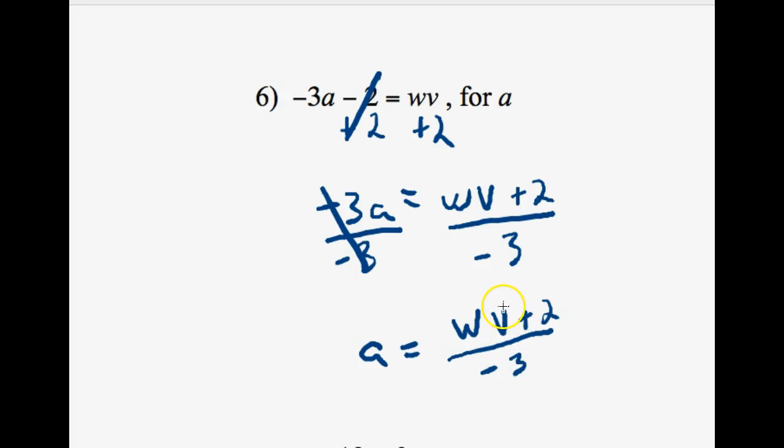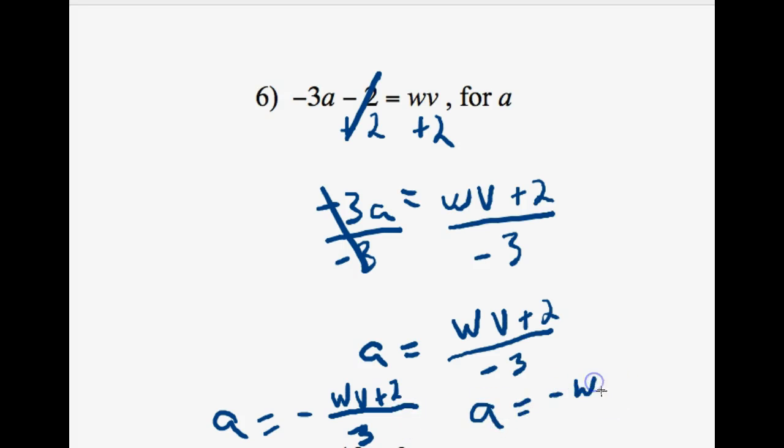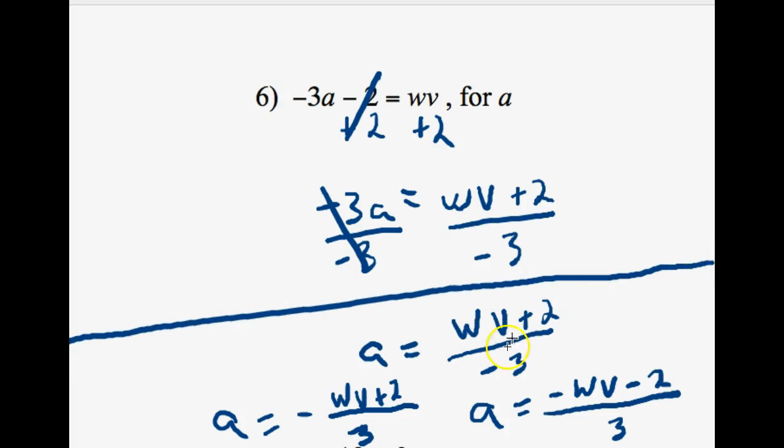Just like our last one, you can simplify this one. You can bring the negative out front. So you have negative wv plus 2 over positive 3, or you can distribute it across the top. Doesn't matter. So I'd have negative wv minus 2 over 3. All three answers in my mind I'd be taking.